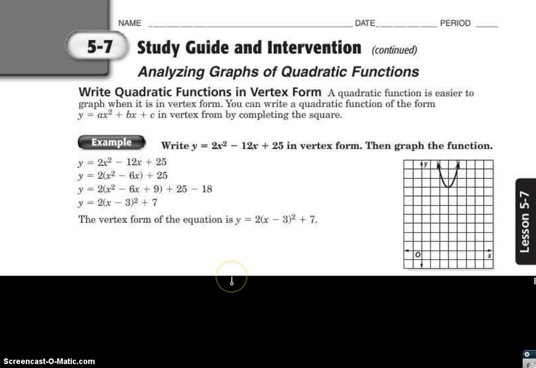Now, on my third step, if you look carefully, they actually had subtracted 18. And where they got the 18 from was the positive 2 and the positive 9. I really actually had 18 and not just the positive 9. And then we're going to rewrite the trinomial as a binomial, and then they added the 25 and the negative 18 together to get plus 7. So once you have the equation in vertex form, then you're going to graph the equation on the grid to the right.